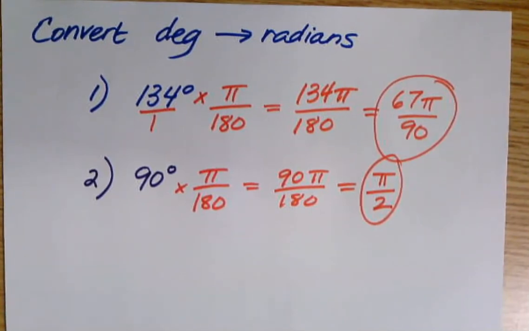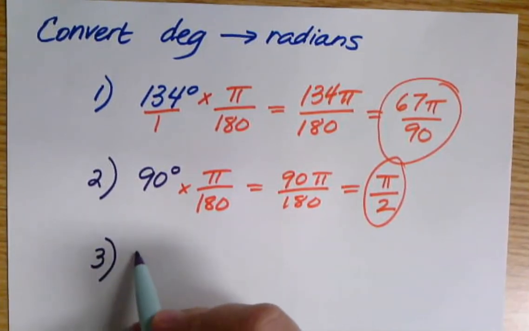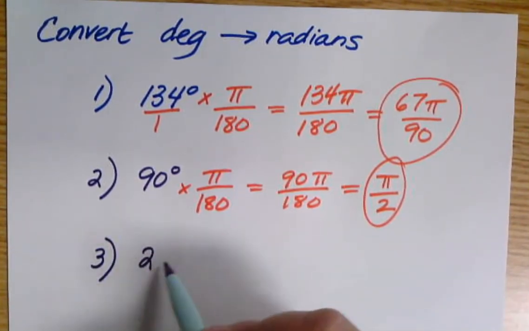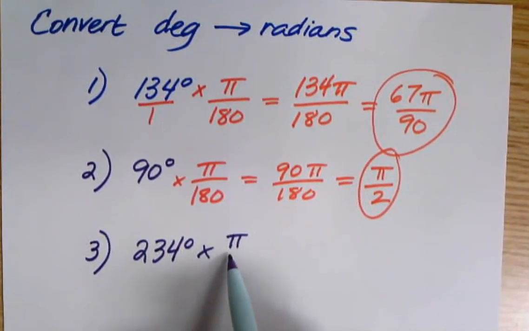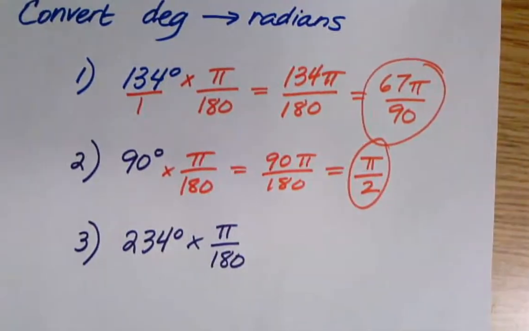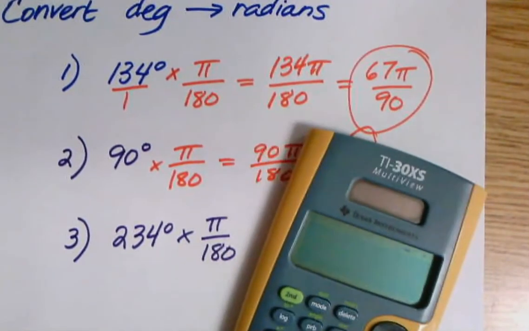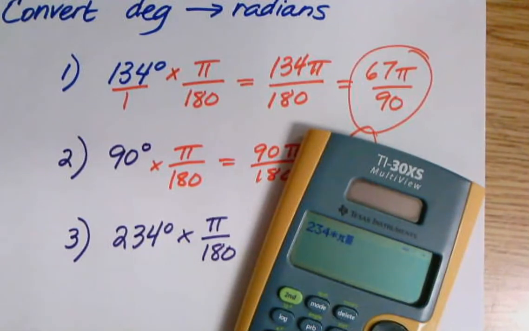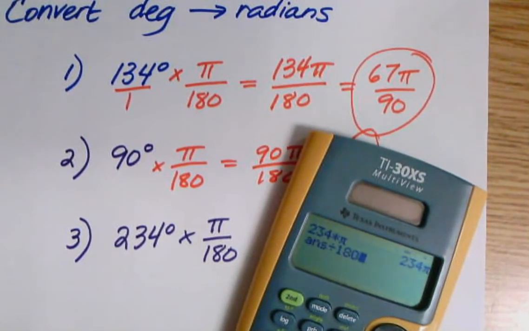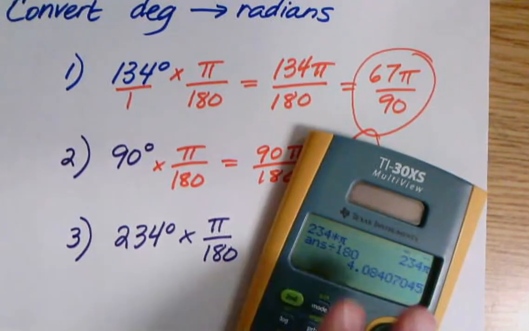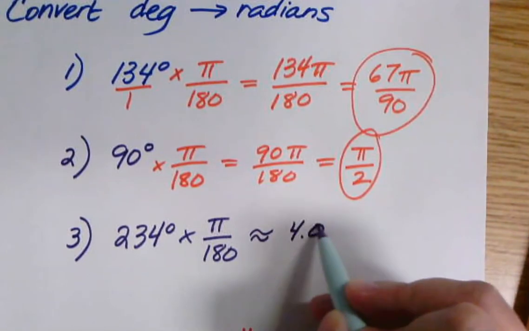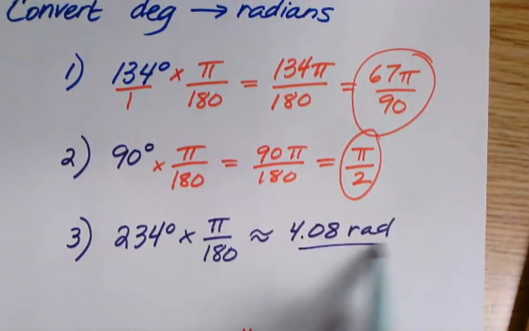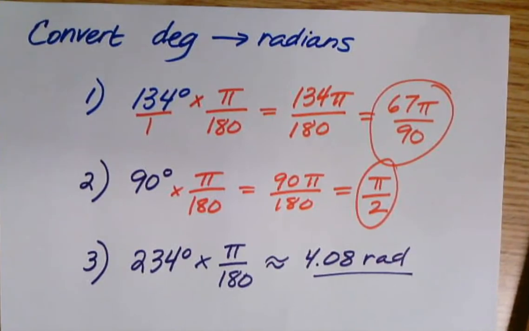All right. What if you're asked to give your answer in decimal form? Well, then you use your calculator. Like let's say we have 234 degrees, and we're asked to put that in radian form. Then I would do 234 times pi on top, and then I would divide by 180, and I get 4.08, or about 4.08. So radians can be decimals as well.